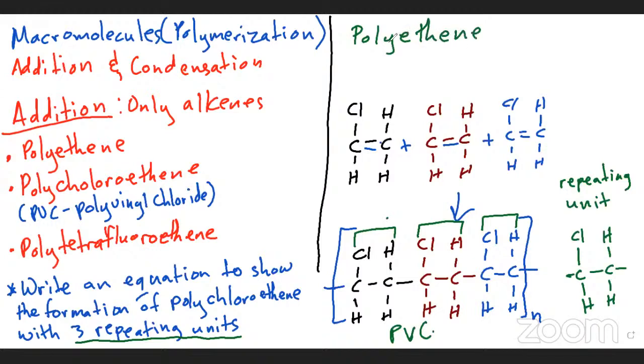If the name of the polymer is polyethene, what is the name of the monomer? Ethene. Right. So all we're going to do is take off chlorine. All right. So we're using ethene now. So we're just removing the chlorine and putting on hydrogen.